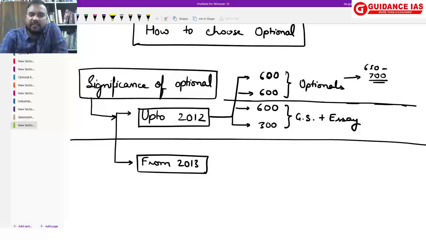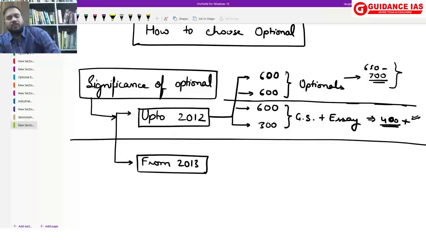Because in essay, out of 300, you will get 40-50% marks, itna ho jata tha. And in GS, which was around 600, again more or less you will get between 300 to 400 marks. Okay? So kul milakar, if you can get something like 400 plus marks overall, then it was sure shot that you will get an interview call, and most probably you will get selected in the interview. In dono ko milakar you just had to score 400 plus. So very clearly the significance of the optionals used to be very, very high.